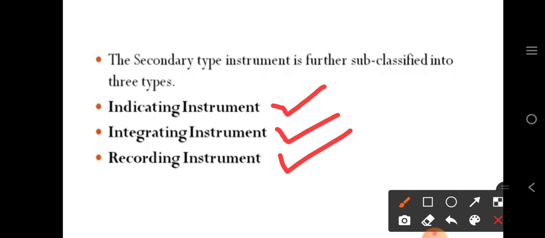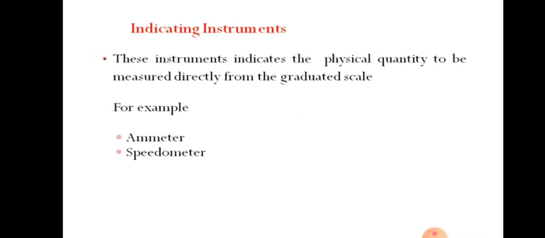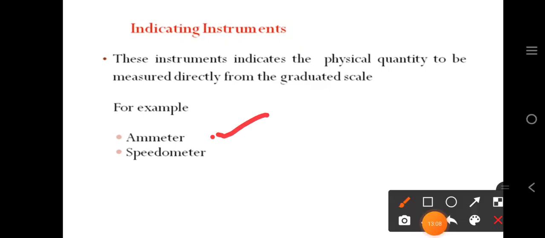Now in the further slides we will see them one by one. First one is indicating instrument. These instruments indicate the physical quantity to be measured directly from the graduated scale. So what does it mean? Indicating instrument: the main function of this instrument is to indicate something. For example, the ammeter, speedometer, and also the voltmeter.